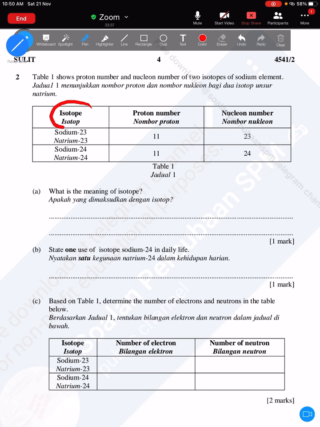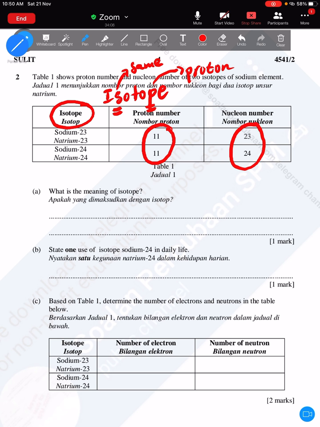When you look at isotope, I always remind my students, look at the spelling. Isotope, you have an S and a P. S and P stand for same proton. That is how I make sure my students memorize what I mean by isotope. Therefore, it has the same proton number, different nucleon number. This is the definition of isotope.